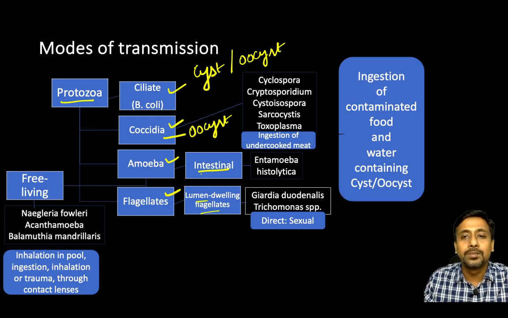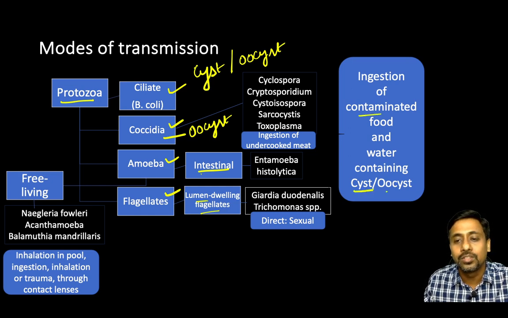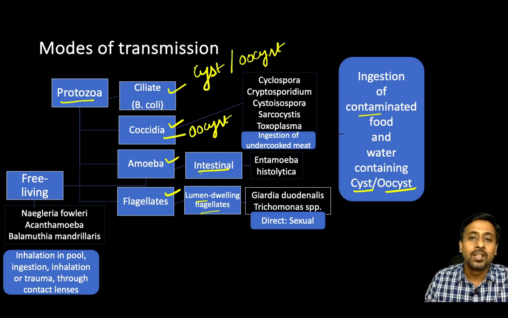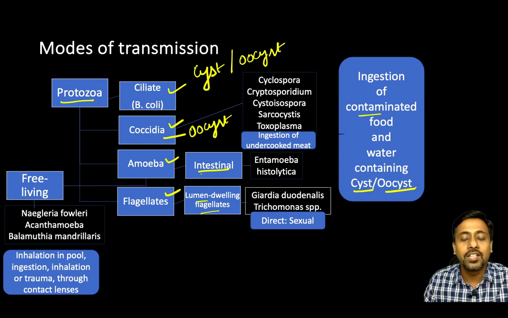So the mode of transmission, what will it be? Ingestion of food contaminated with cyst or oocyst. Okay, and also there are certain exceptions. If you remember, in lumen dwelling flagellates, Trichomonas species do not have a cyst stage. So the mode of transmission among them is direct, that is person to person through sexual mode.